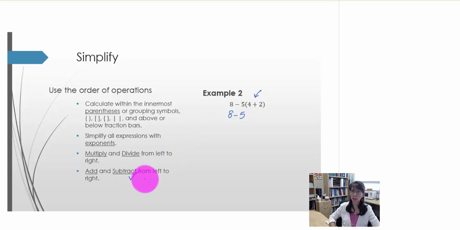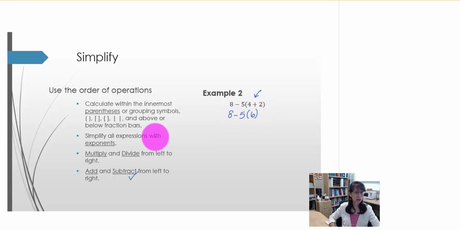Subtraction is way down at the bottom of the list. We're not ready for that yet. So grouping symbols are first. So keep 8, keep minus, keep 5. Now the amount in the quantity, 4 plus 2 is 6. So we did simplify what was inside of the parentheses first.